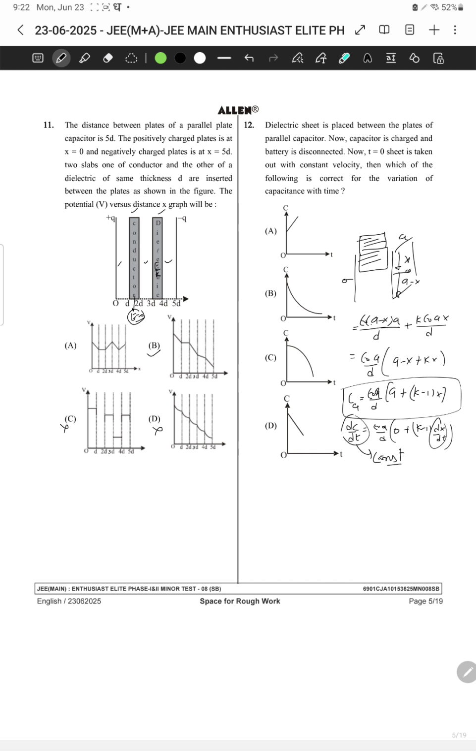Now when the dielectric is being removed, we know that the capacitance of the capacitor will decrease. Yes or no? If it is inserted, then option A will come. If it is removed, then option D will come. So in this case, it says that it is being taken out, so capacitance will keep on decreasing at a constant rate. That's it. Okay, let's move to the next question.